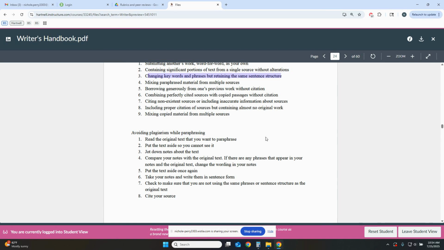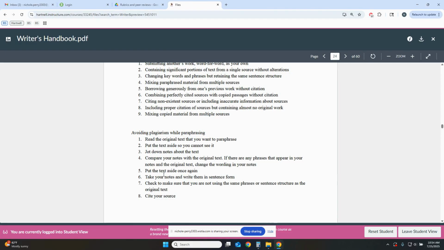Jot down the notes, then compare it to your original. So if in my original, I thought to myself, okay, retain the same sentence structure, and I wrote that down, that's exactly the same. So if I wanted to keep that, I could always put it in quotes, or I would just change that up. And then I would continue to do those steps, which is basically read and put it aside over and over again until I get the idea that I want to get.